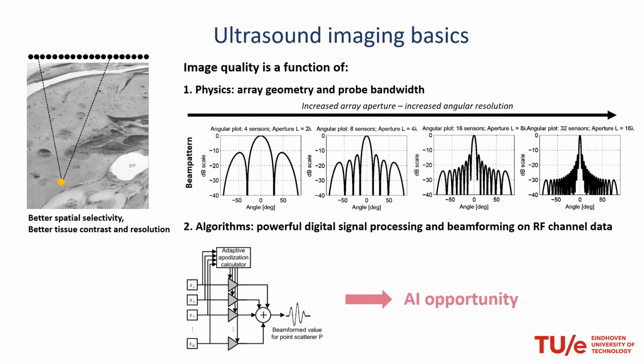Yeah? And both of these are AI opportunities. You can use AI to design better systems. We've done some work on that as well, array designs, things like that, based on learning. But the focus of today's talk will be about algorithms. So powerful signal processing, beamforming, image reconstruction algorithms on RF channel data to do a better job at isolating and probing what the signal amplitude is from a very specific spatial region, with better spatial selectivity, better contrast, and better resolution. Yeah?